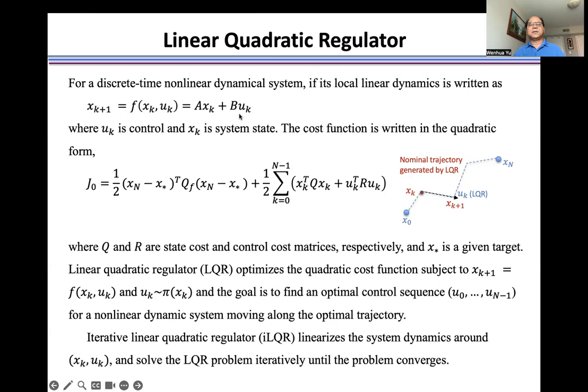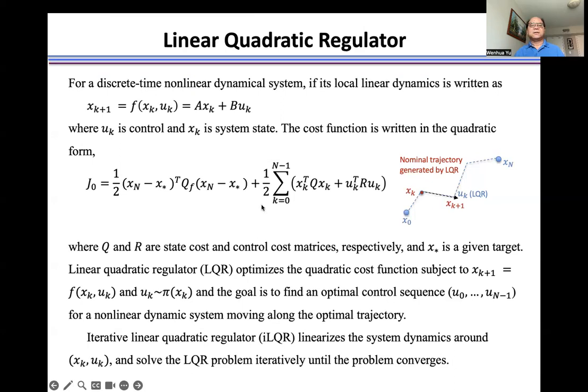Here, for example, this is the basic linear dynamic equation, and the corresponding cost function is quadratic, in this formulation. Here, this first term is the loss for the terminal state. This term is the cost from the state, and this term is the cost from the control.